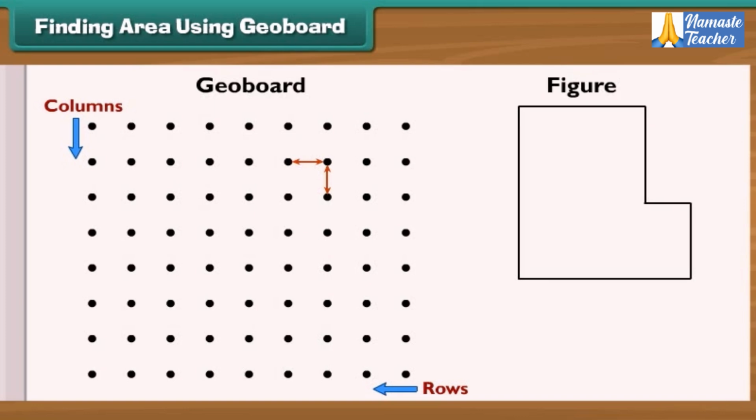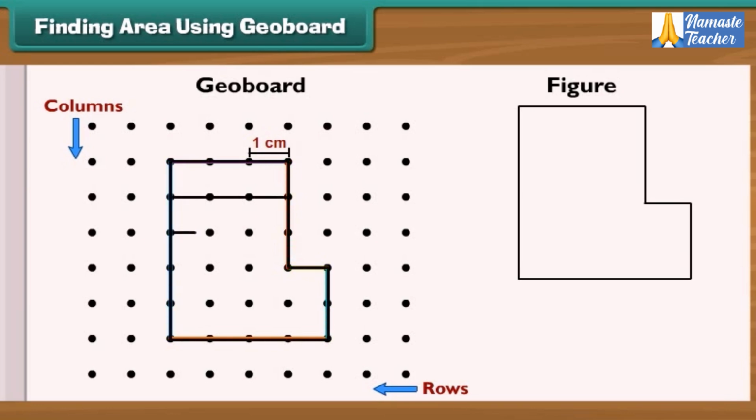figure using a geoboard. First, draw 5 lines of lengths 5 centimeter, 4 centimeter, 2 centimeter, 1 centimeter and 1 centimeter on paper as shown in the figure. The distance between any two adjacent dots in the geoboard is 1 centimeter. Join the dots to create a closed figure. Now join all the dots inside the figure horizontally and vertically to form square blocks as shown in the figure.